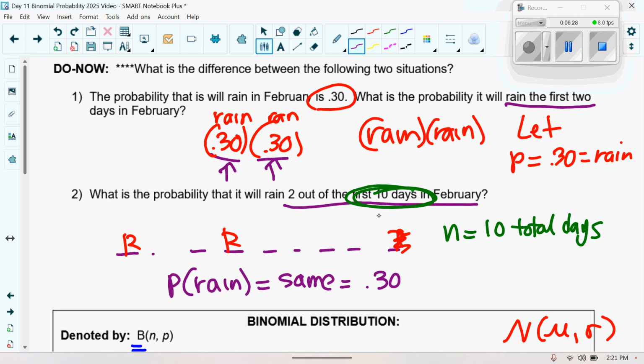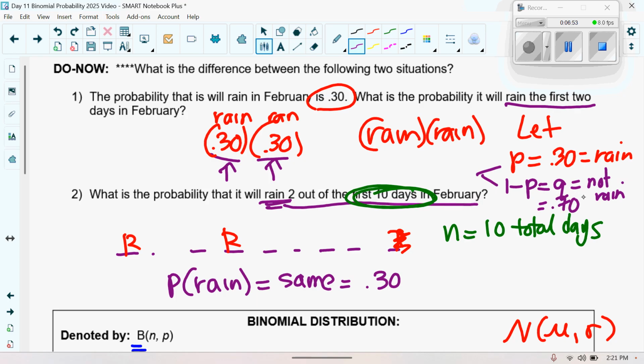So does this category qualify for the binomial setting? Does each day fall into one of two categories, rain or not rain? Yes. Success or failure. I'm going to call not rain 1 minus P. I'm going to call that failure, and that's going to be called Q, and that would be not rain. And the complement of rain is not rain. So 1 minus 0.3 is 0.7. Those have to add up to one whole, right?